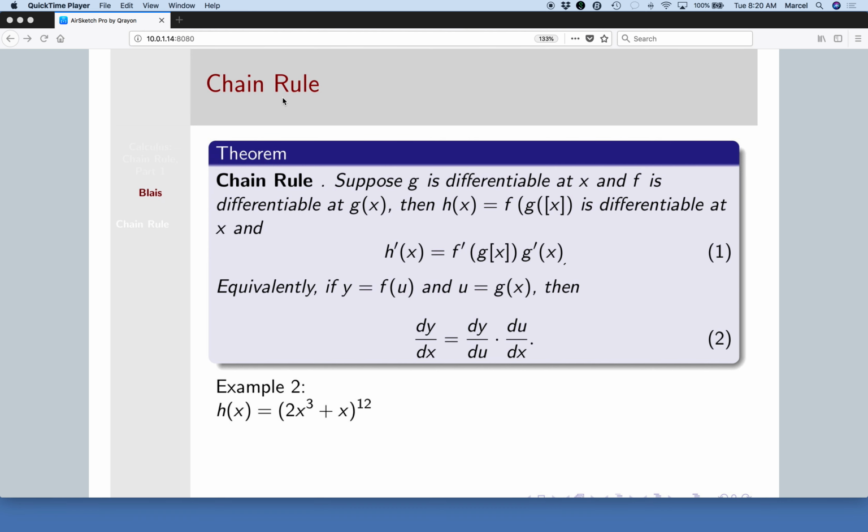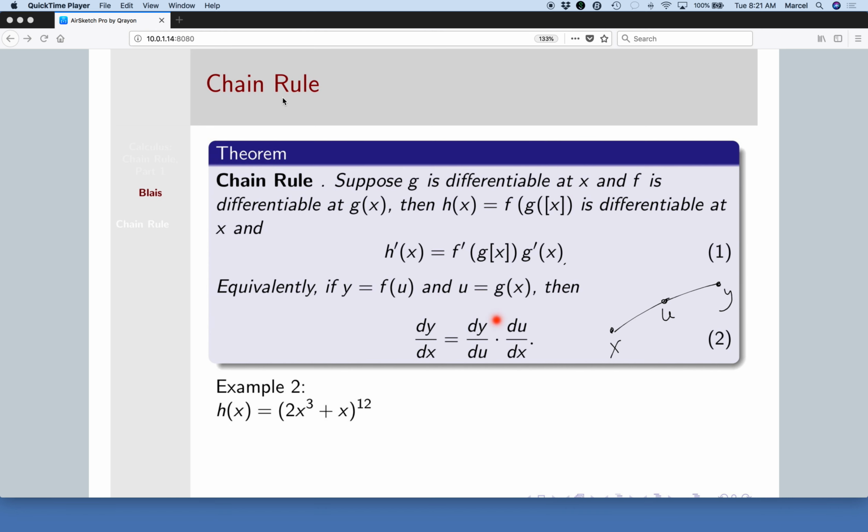if y is equal to f of u and u equals g of x, so that comes back to our picture from before where we have a dependent, an intermediate, and an independent variable, then the derivative of y with respect to x is the product of dy du and du dx.